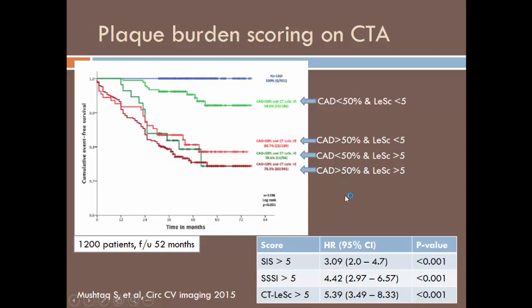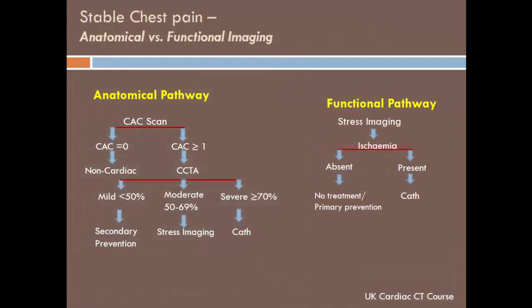So all the scores have prognostic value, but the best prognostic value you see is from the Leiden score, which is obvious because it is looking at the location of the plaque as well, and also the nature of the plaque, whether it is purely calcified, non-calcified, or partially calcified plaque. So we have covered how to quantify stenosis, how to characterize plaque as calcified, non-calcified or mixed, how to identify the high-risk features, and then how we score the plaque burden on CT angiography.